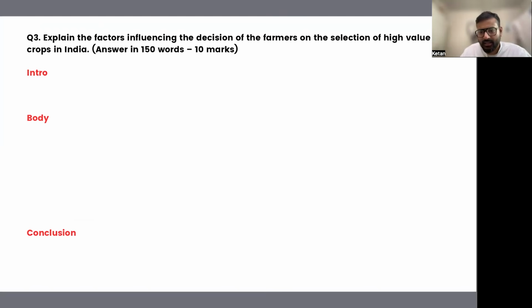All right. Next question is from agriculture. Usually the first two questions are from Indian economy, 10 markers, and the next two questions are from agriculture. So this question is: explain the factors influencing the decision of farmers on the selection of high value crops in India. Okay, so a very straightforward question.